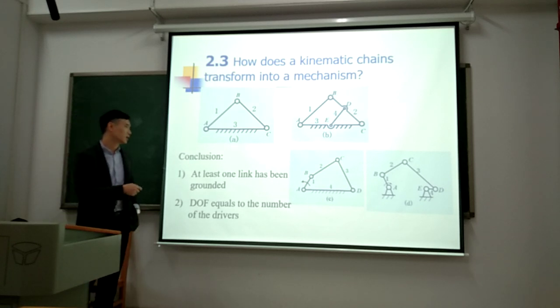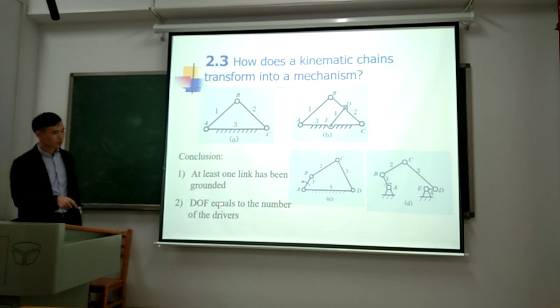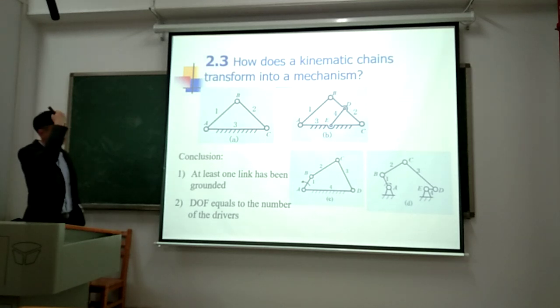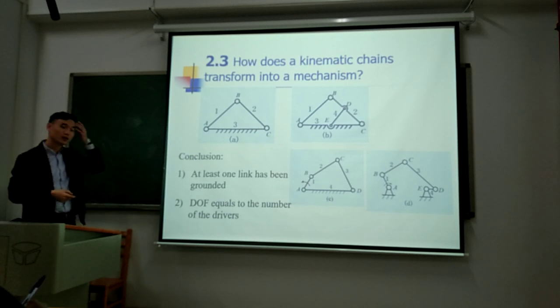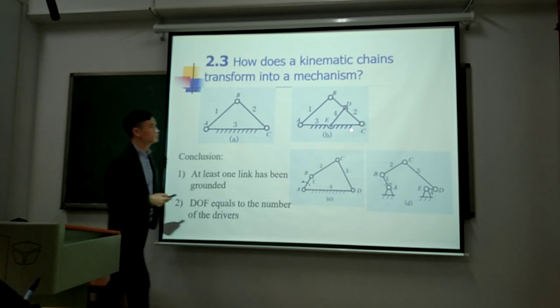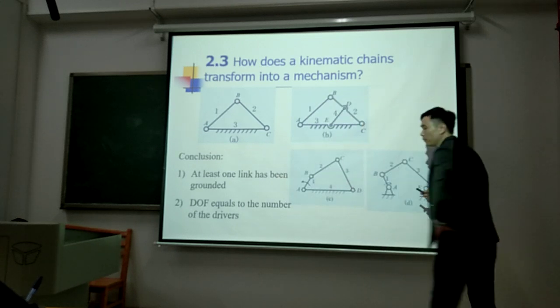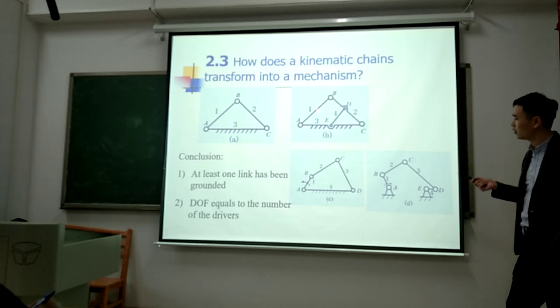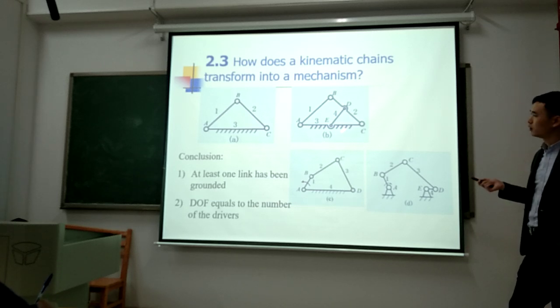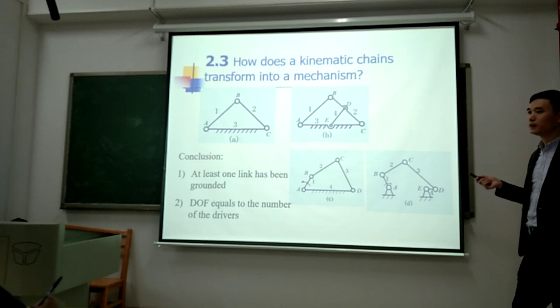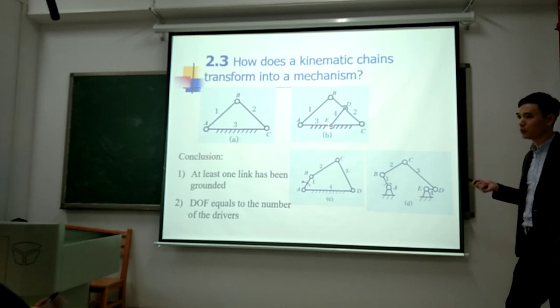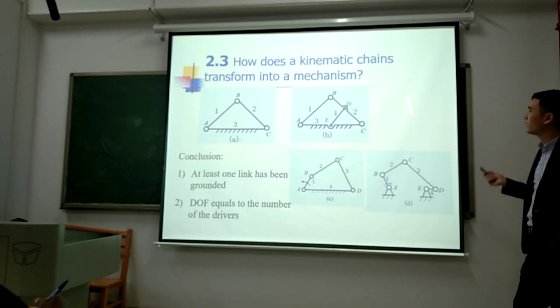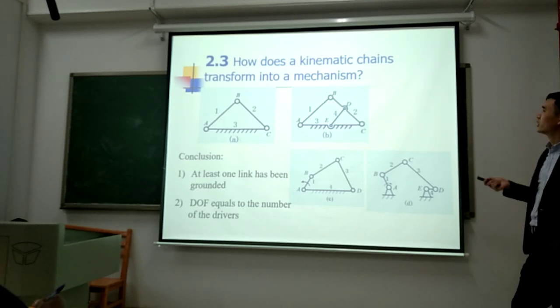Well, let's look at the conclusion. Does the DOF equal the number of drivers? It has no drivers. So it can't be a mechanism, just a kinematic chain. And this one, in plane, this one cannot move also. In plane, but in space, it can move. In space it can move. But in plane, now we talk about planar. Planar can make a chain and planar mechanism.